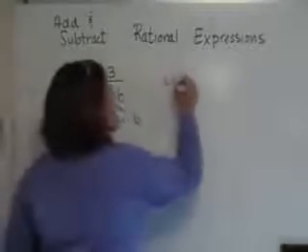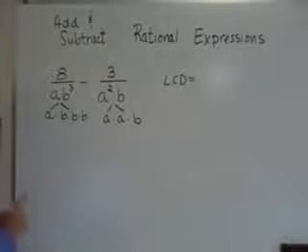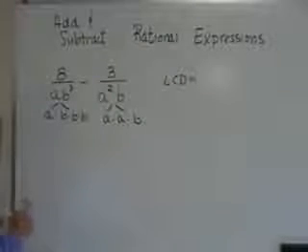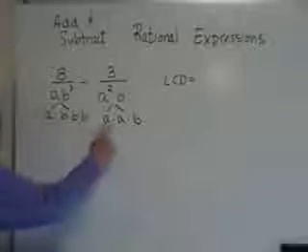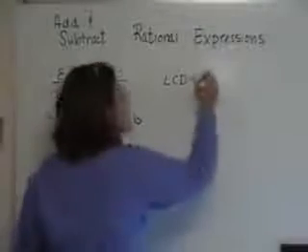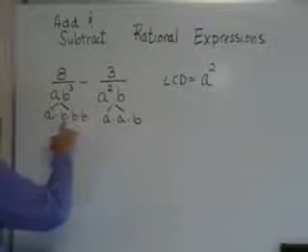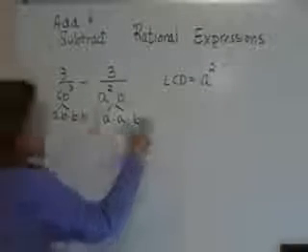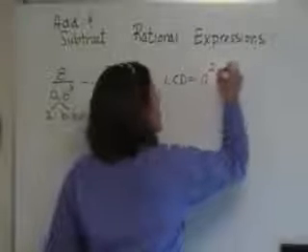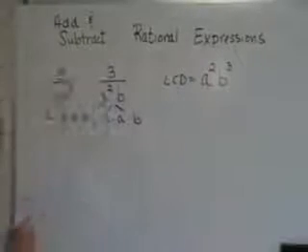So the least common denominator here, again, is to take each factor the greatest number of times that they occur. The a occurs here once. The a occurs here twice. I need to take it 2 times. The b occurs here once. The b occurs here 3 times. I need to include in my common denominator a b cubed because that's the greatest number of times.